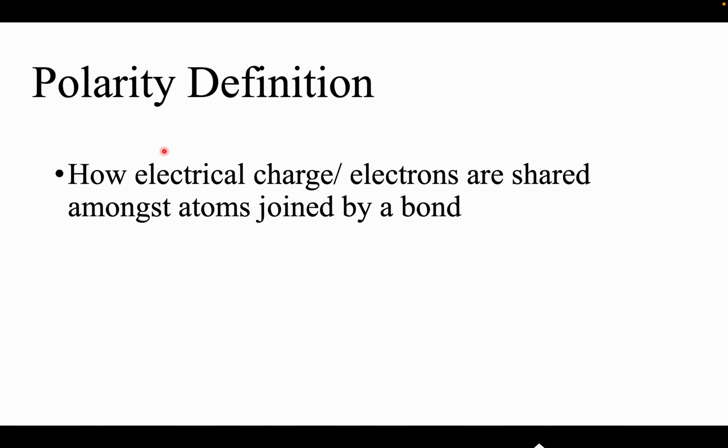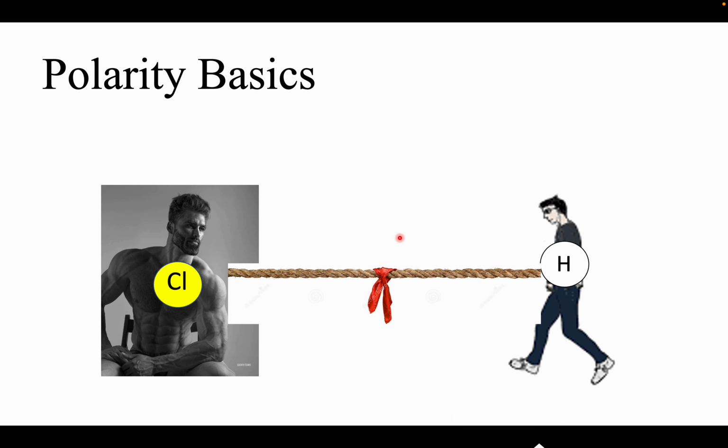Polarity is defined with how electrical charge / electrons are shared amongst atoms joined by a bond. For example, let's say that this gigachad is representing this chlorine atom, and this beta is representing this hydrogen atom. The bond, or sharing of electrons between them, is represented by this tug-of-war rope.